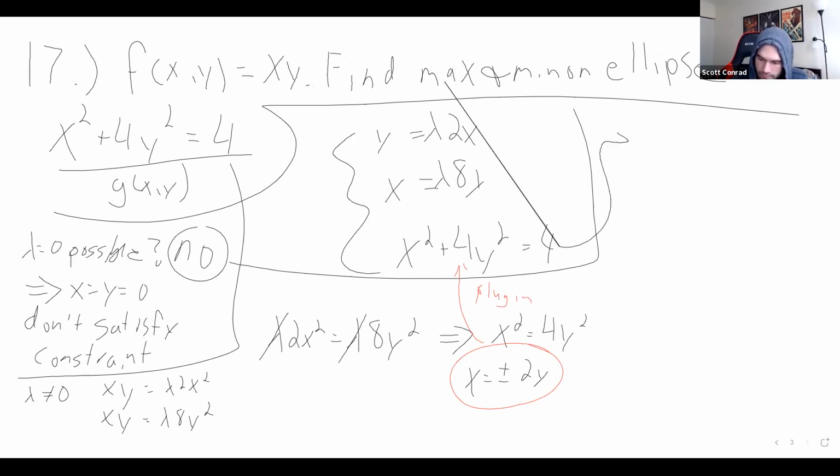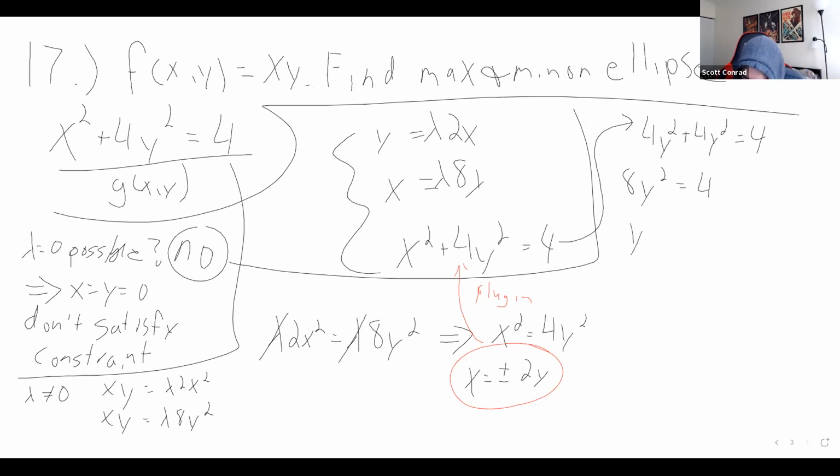So when we do that, plugging in either plus or minus 2y, we get 4y squared plus 4y squared is equal to 4. In other words, 8y squared is equal to 4. Y squared is equal to 1/2. Y is equal to plus or minus square root 1/2.